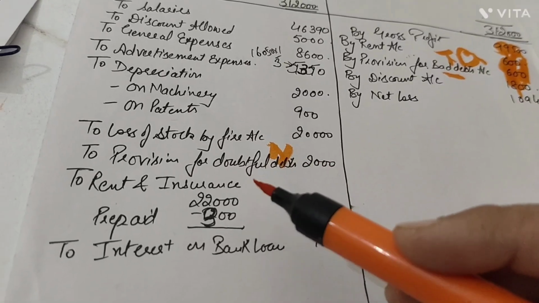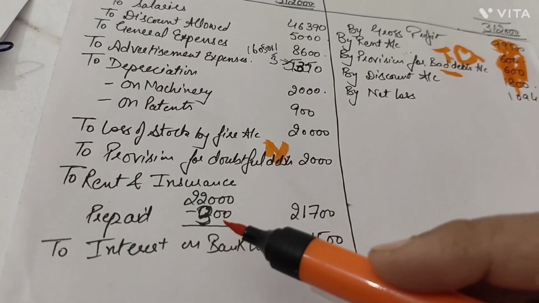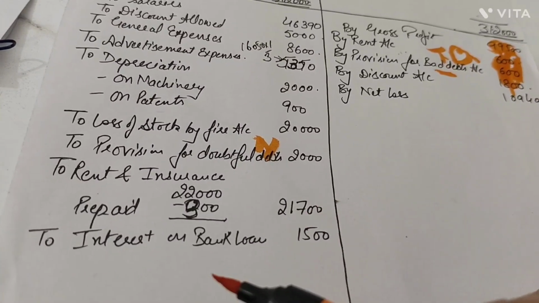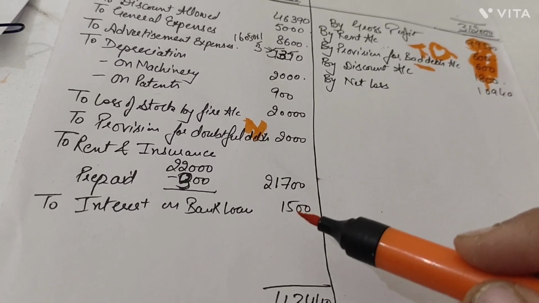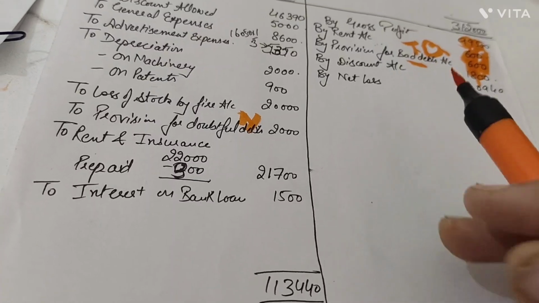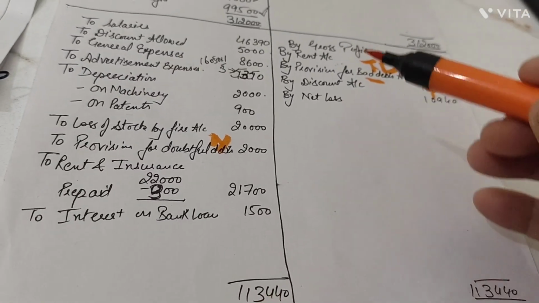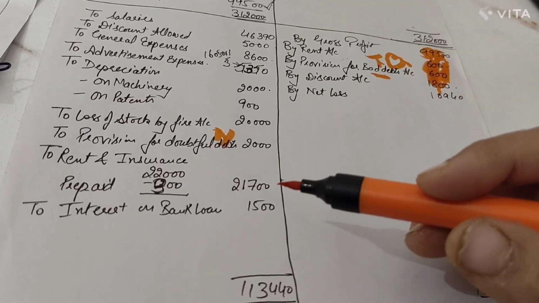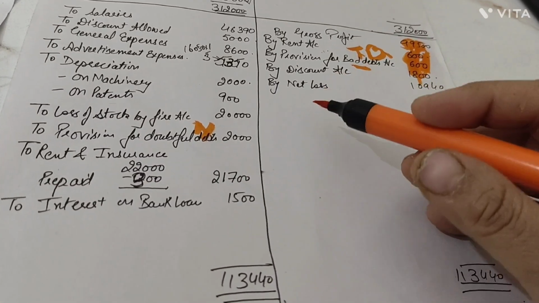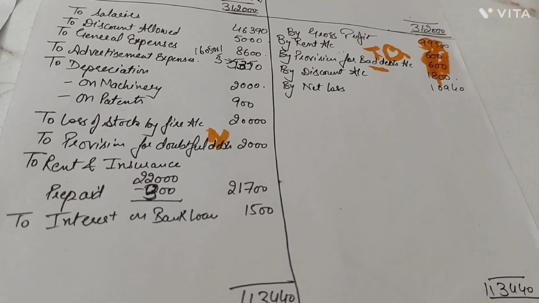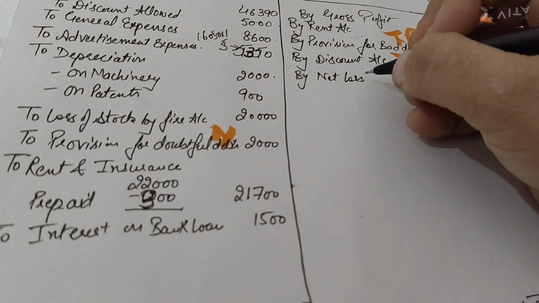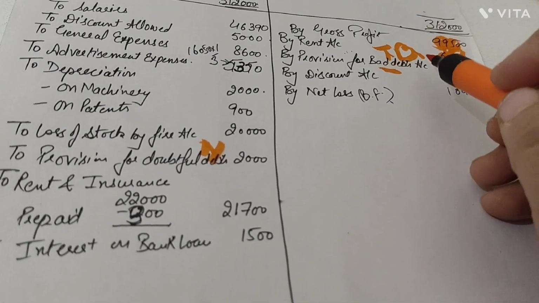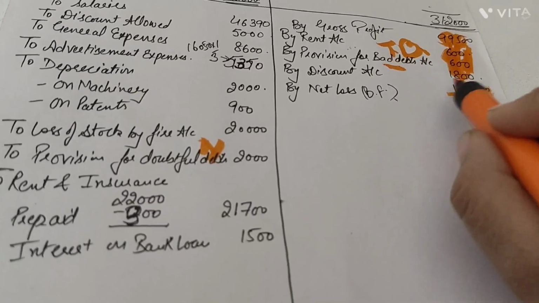Then rent and insurance, there was a point that 300 was prepaid, that we calculated, we deducted it here, put the amount here. Then interest on bank loan was rupees 1500, that was given in the question. From the total of the credit side, when we deducted the debit side, we got a net value to be negative. So that was our net loss from here. So net loss from here is our balancing figure, right? So net loss in the business is 10940.